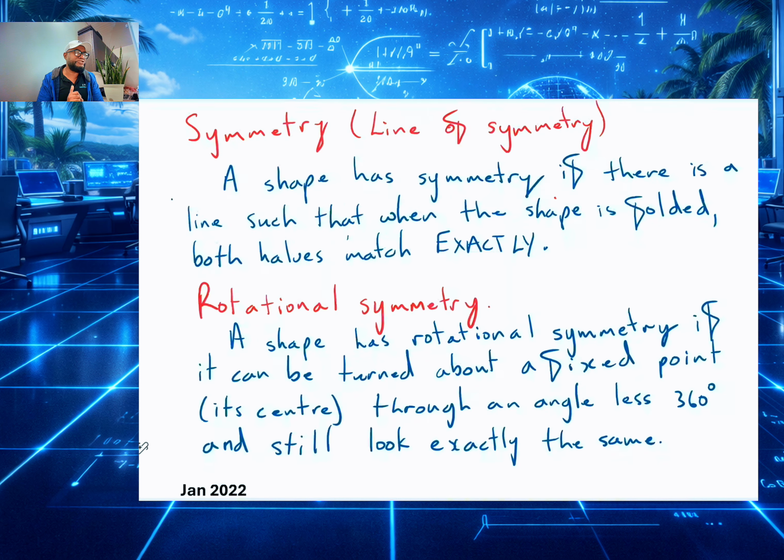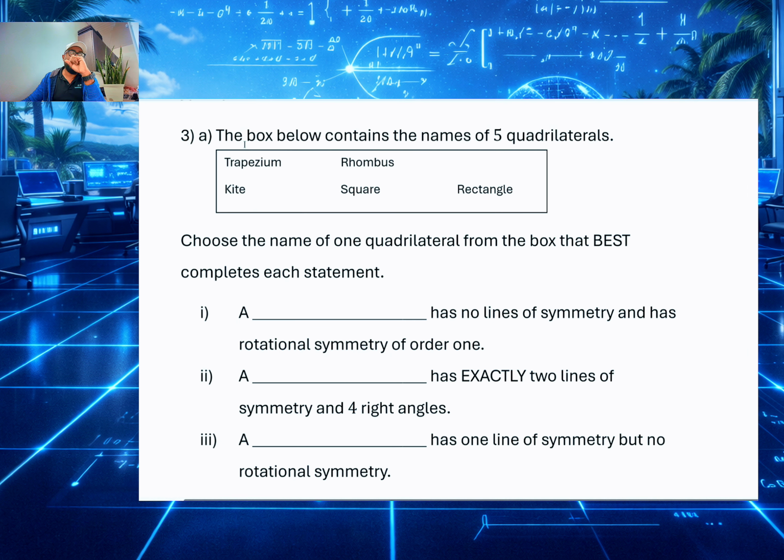So a shape has rotational symmetry if it can be turned about a fixed point, which will be the center, right? And you're not making a complete 360, but the shape could look exactly the same. So that is like a 90-degree turn, right? And the square will still look the same. You turn 180, it will still look the same. That is rotational symmetry.